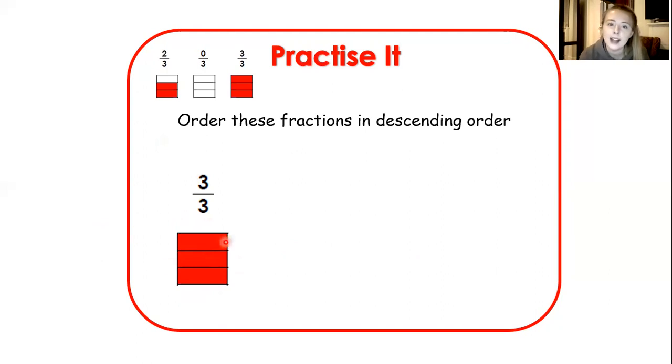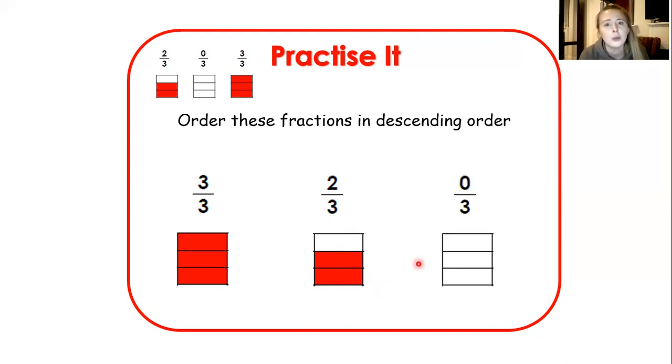Okay, what comes next then? It's 2/3, isn't it? They've been split into the same amount of equal parts, but only 2 of these are shaded. So we know that the smallest fraction was 0/3 because none of those are shaded. Well done if you managed to do that.